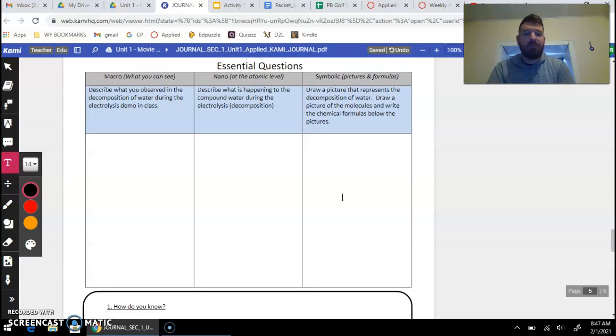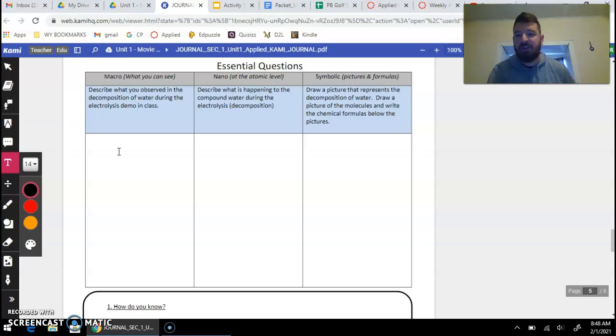Okay, so you're going to get used to the format we have here, but the first thing you need to know is that we break this into three sections: the macro, the nano, and the symbolic. So macro is going to be what you can see with your own naked eye, something on a larger scale, while nano is going to be what's happening at the atomic or the molecular scale. If we could hop on the magic school bus and drop down to the size of an atom, what will we be seeing? And then symbolic will be when we draw a picture. So this is when you're going to have to be very patient with my ability to draw on the touchscreen here, but we'll figure it out. So let's get started with the essential questions.